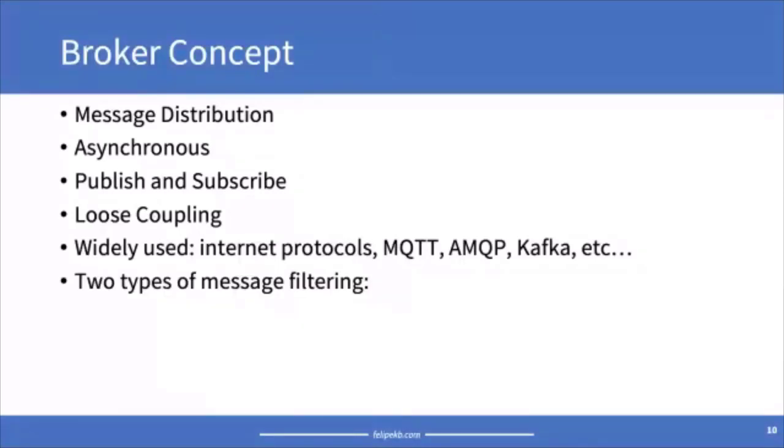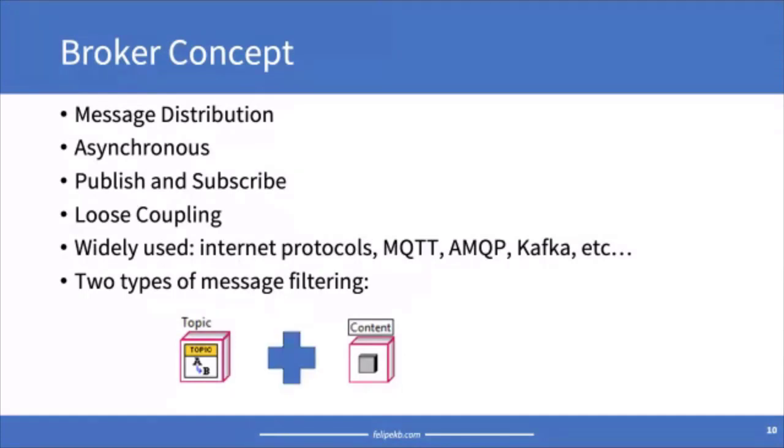You can classify two types of message filtering. You can use a topic: the message has a topic or a name that identifies this message and where it should go. It could also be by content: the message is redirected considering its content, in this case a LabVIEW class, and the broker decides who wants to receive this type of message based on its content. And lastly, it could be both: the broker works with topic and also with content, considering both types of message filtering.